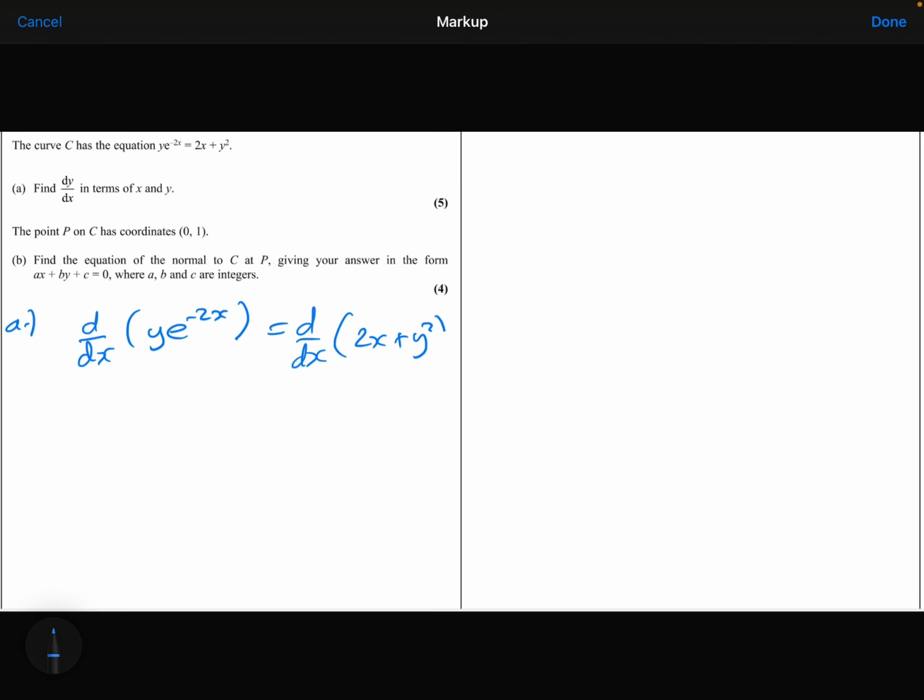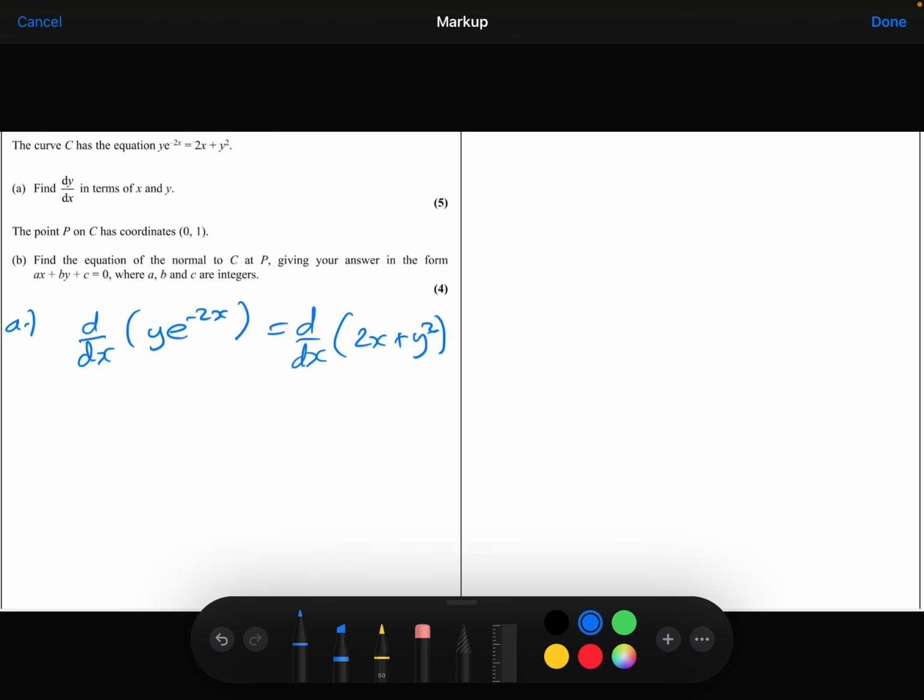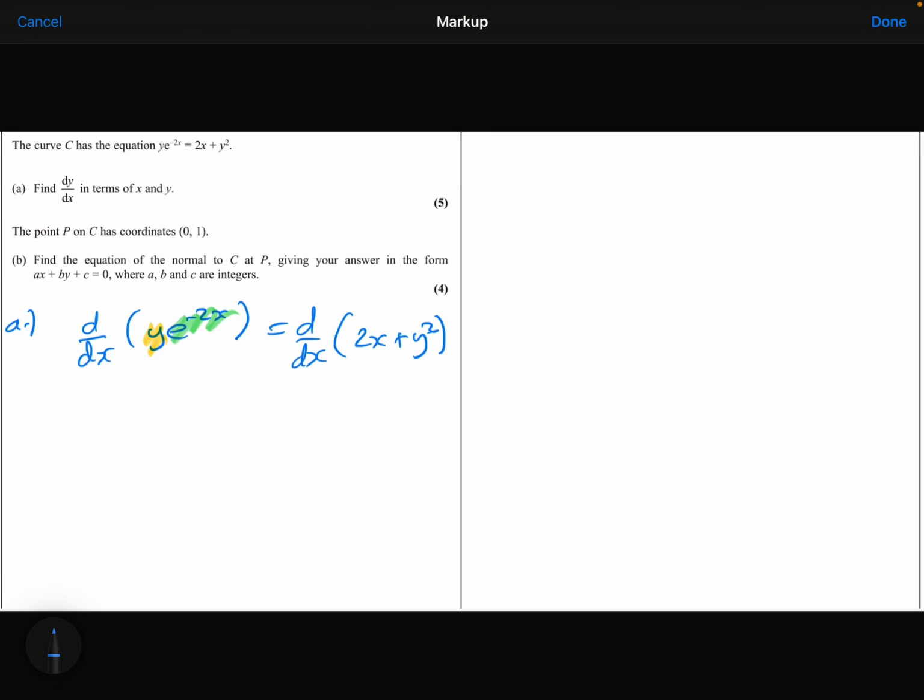Which basically means we differentiate across as normal, but when we differentiate a y term, we have to multiply by dy by dx. Now on the left-hand side here, we've got a product of two functions. We've got a y and we've got an e to the minus 2x. Therefore, I'm going to have to use the product rule to differentiate this.